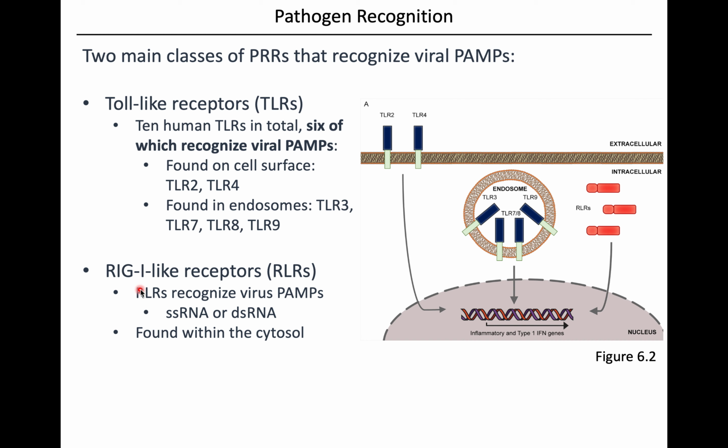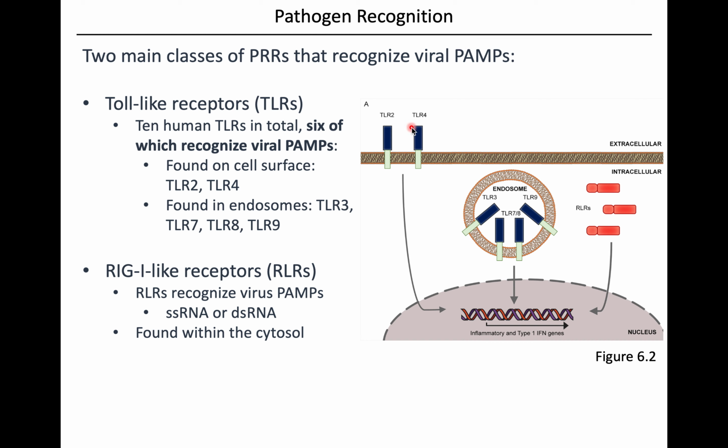So just to talk a little bit about what these receptors are and what kind of things they recognize, there's really two different classes of receptors that recognize viral PAMPs. There's what are called the toll-like receptors, TLRs, and the RIG1-like receptors, RLRs. There's 10 different TLRs. 6 out of the 10 have been shown to recognize viruses. You have TLR2 and 4 on the cell surface, and TLR3, 7, 8, and 9 that are all found in endosomes. And that kind of makes sense, right?